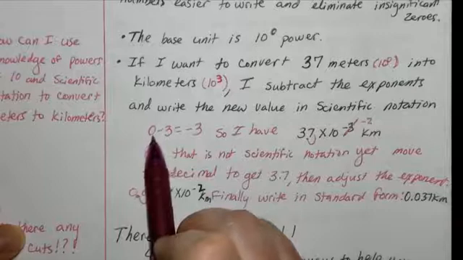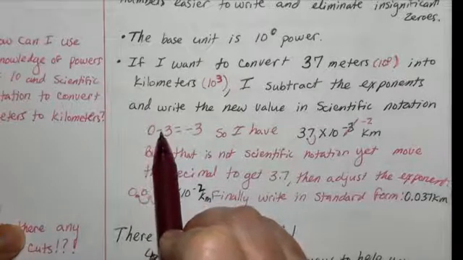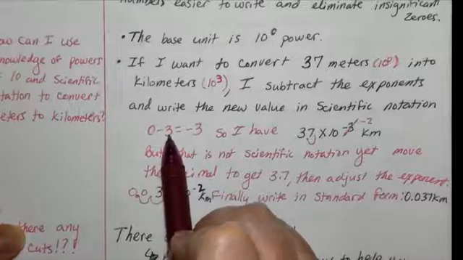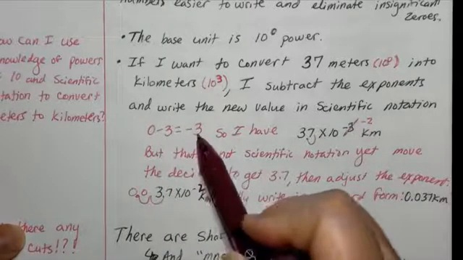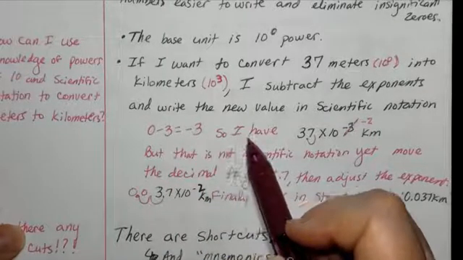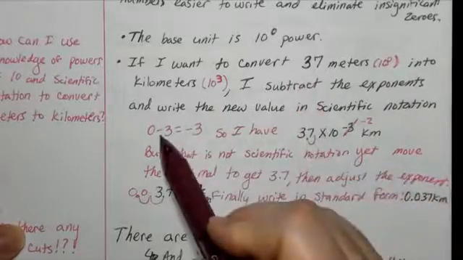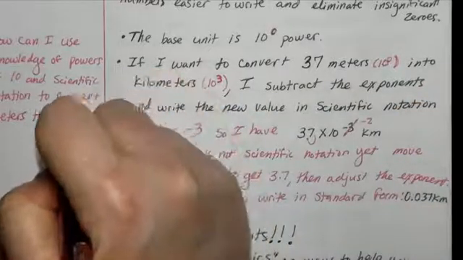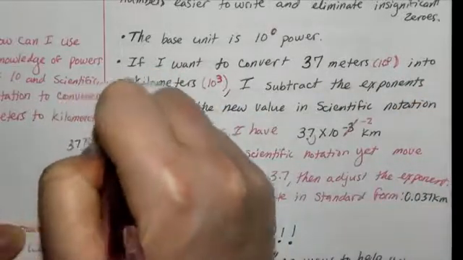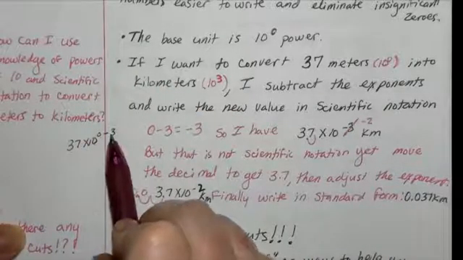So what I did is I took my original power of 0, and I subtracted my new power, the power I'm going to, kilometers. Subtract 0 minus 3 equals -3, and it gives us a -3 power. So 37 times 10 to the 0 minus 3.